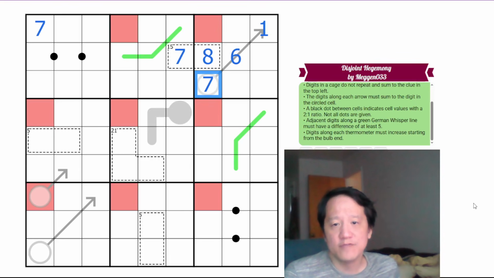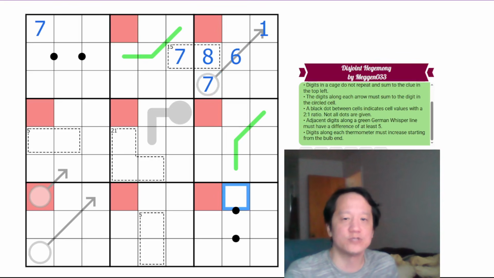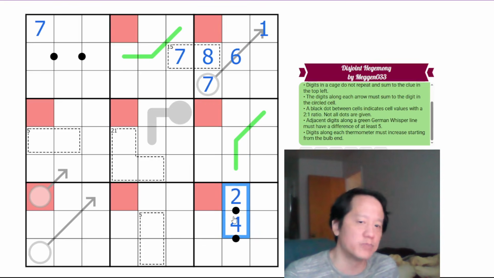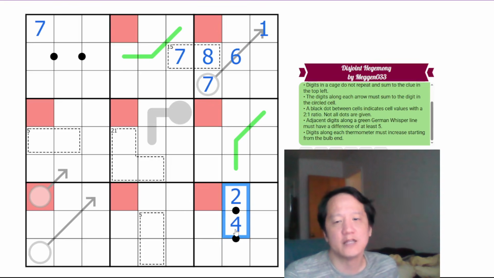A black dot between cells indicates cell values with a 2-to-1 ratio, and not all dots are given. As an example, if this were a 2 here, this would have to be 1 or 4 to maintain the 1-to-2 ratio between them. These are known as Kropke dots, specifically black Kropke dots. And that's an example of how black Kropke dots work.